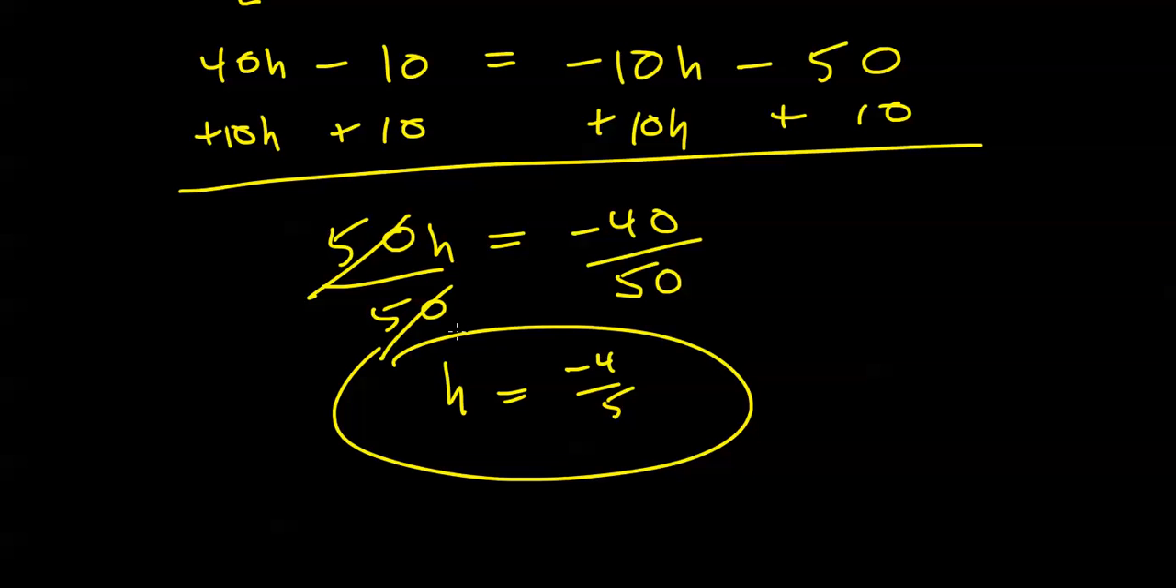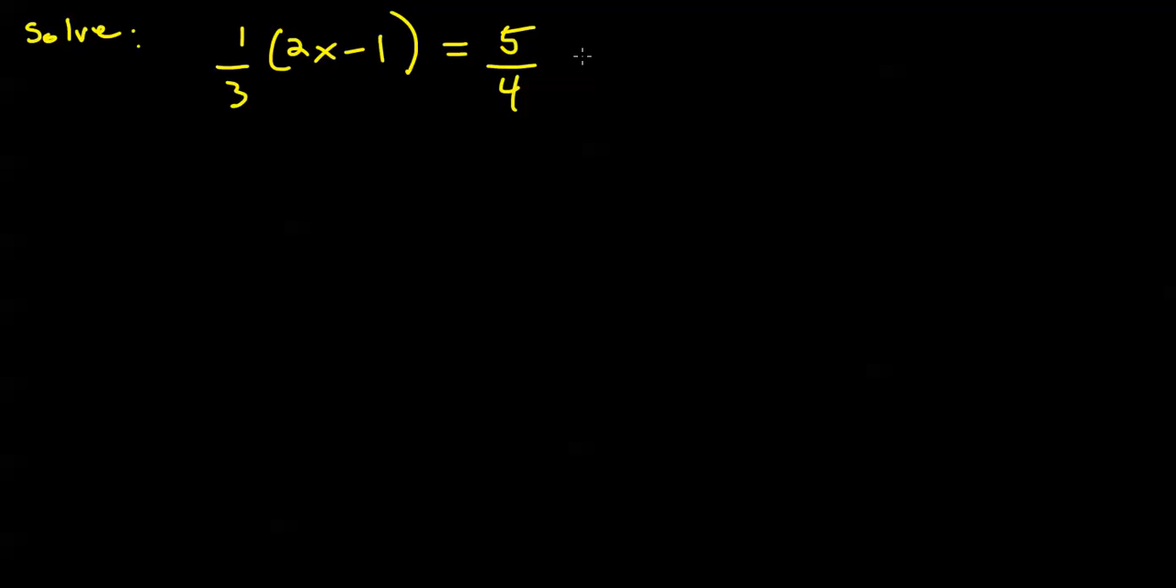All right, on we go. Let's talk about an equation that looks something like this. And again, the idea here is to solve 1/3 times 2x minus 1 equals 5/4 x plus 31/12.